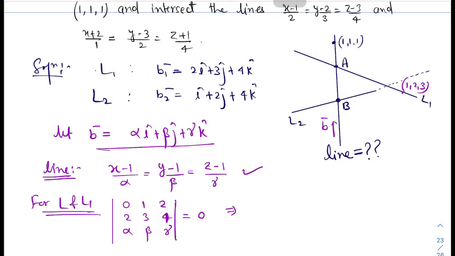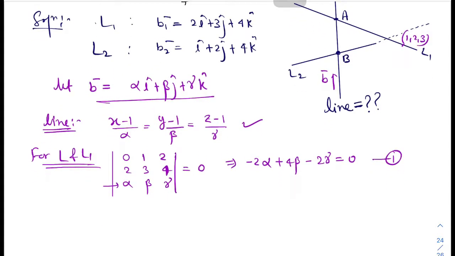So we will get, let us expand it from the third row, and we get 4 minus 6, that is minus 2 alpha, plus 4 beta, and minus 2 gamma, is equal to 0. So this is our first equation.